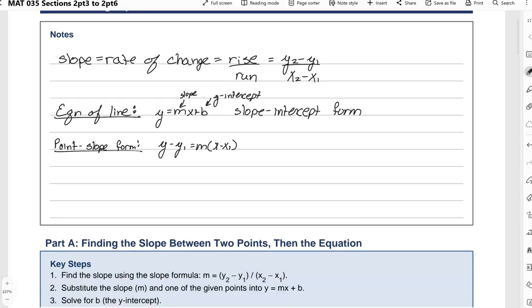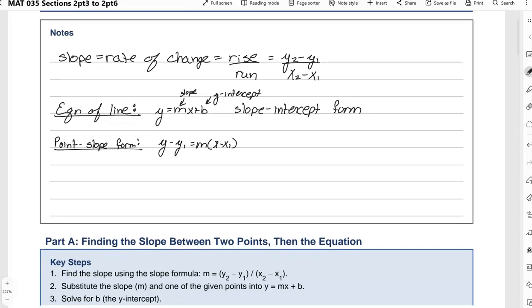So what usually happens is we have 2 points, and we want to figure out the equation of the line between the 2 points. We're going to start by figuring out what the slope is. Once we know the slope, then we can jump to point slope form. We can plug in our number for slope. We can use either point to plug in for the x1 and y1. And then once we have this, we can solve it for the equation of the line in slope-intercept form.